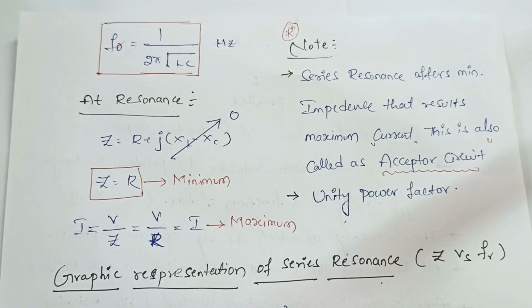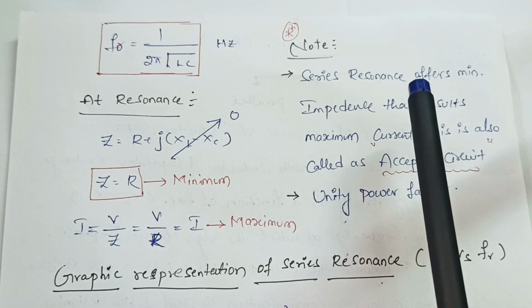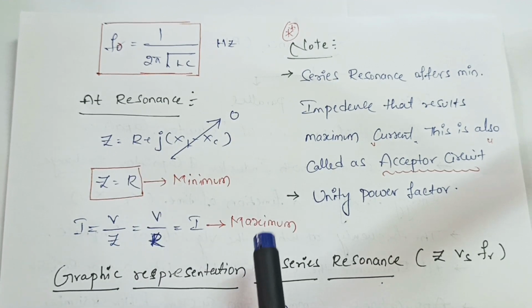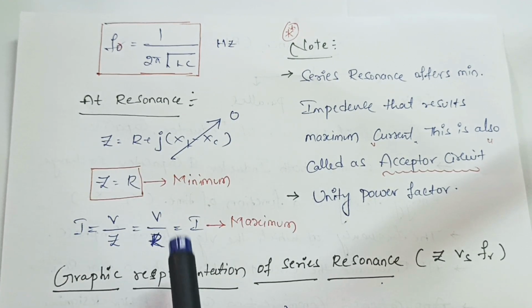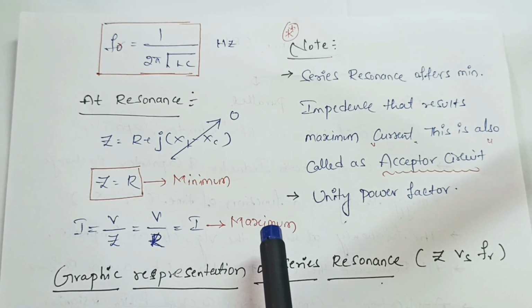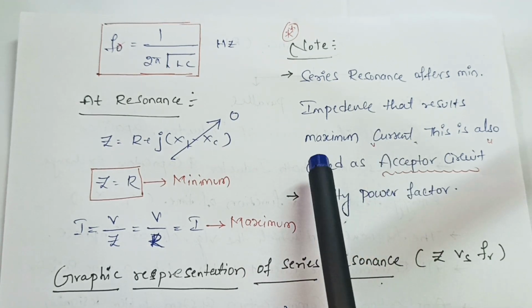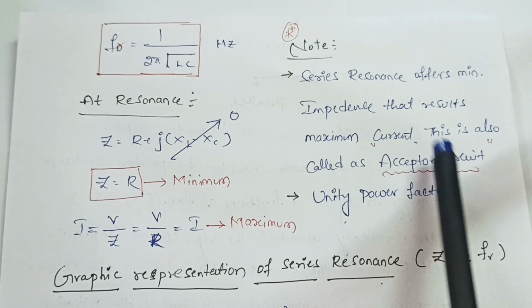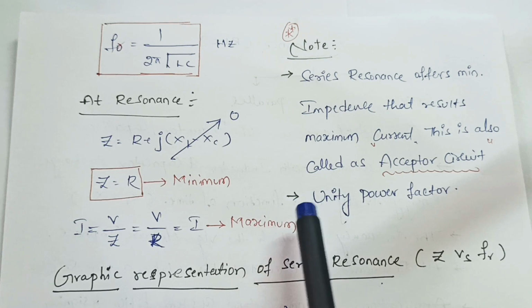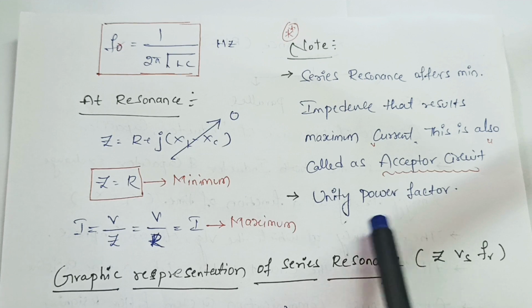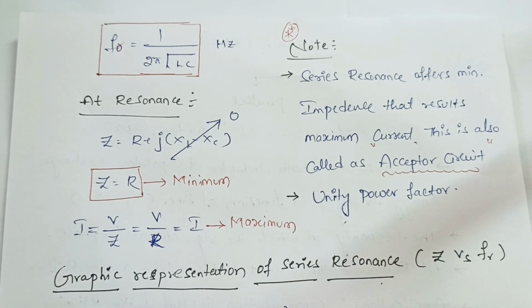I observe some points from this explanation. Series resonance offers minimum impedance, and because of this I get a maximum response from the RLC series resonance. If the impedance is minimum, the response of the circuit is maximum, so I get maximum current. This type of circuit is called an acceptor circuit. Now, what is the power factor of this circuit? It is unity power factor, because the circuit is purely resistive. A pure resistive circuit has unity power factor, and the phase angle is 0.